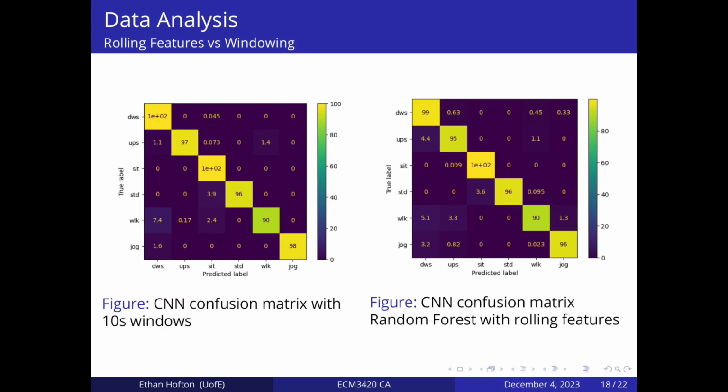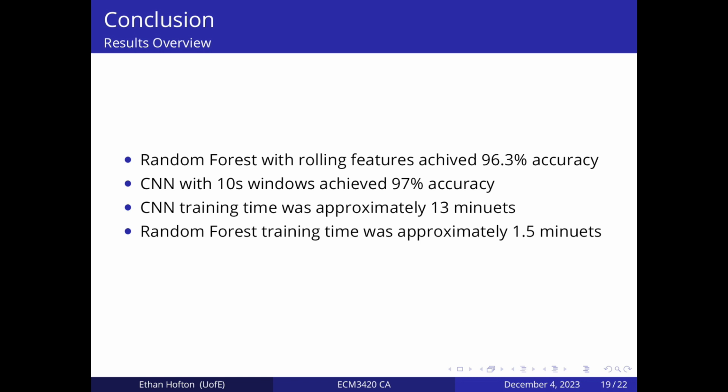The confusion matrices for the two best performing models of each method can be seen here. As we can see, the rolling features method misclassified walking and jogging for going upstairs and downstairs. This could be due to the fact that the rolling features data for these activities could look too similar. The windowing method has this problem, but not to the same extent the rolling features method did. The best rolling feature model achieved an accuracy of 96.3%, while the best windowing model achieved an accuracy of 97%. This is a massive improvement over our early models. The CNN training time was significantly longer than other models, taking 10 times longer than the rolling features models.